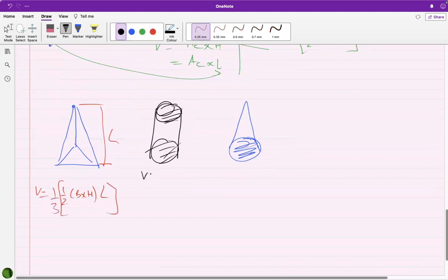For the cylinder, what did we have? Pi r square is cross-sectional area into the height. And for cone, what do we have? Cross-sectional area into height, but multiplied by 1 by 3. So every single one that changes at one point, you always multiply it by 1/3. The volume reduces 3 times.